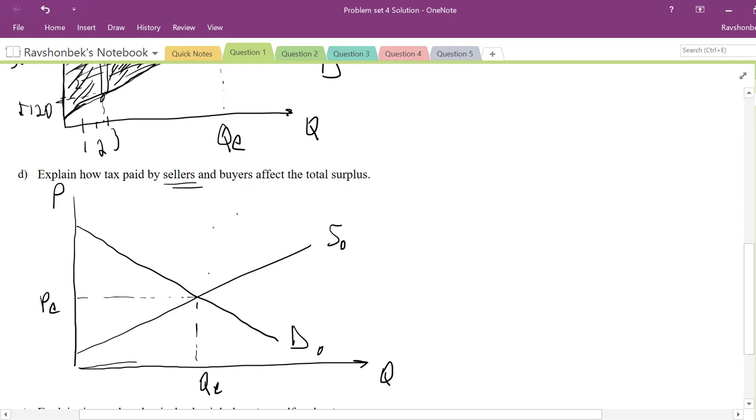In both cases, shifting to the left of this curve basically results in lower consumer and producer surplus, and that reduces the total surplus. Now let me demonstrate this with the supply shift. Let's say there's a tax rate of some t, this is the amount of tax t, and this taxation shifts the supply curve to the left, yeah.